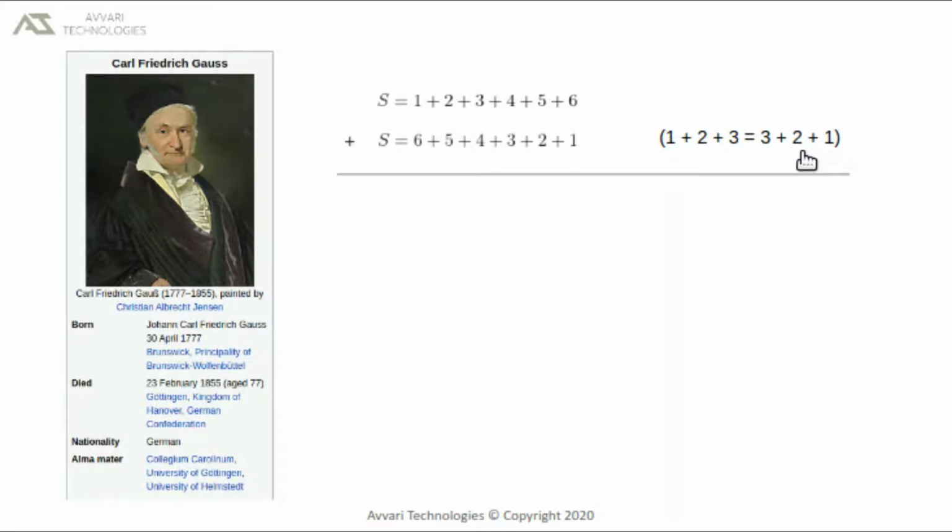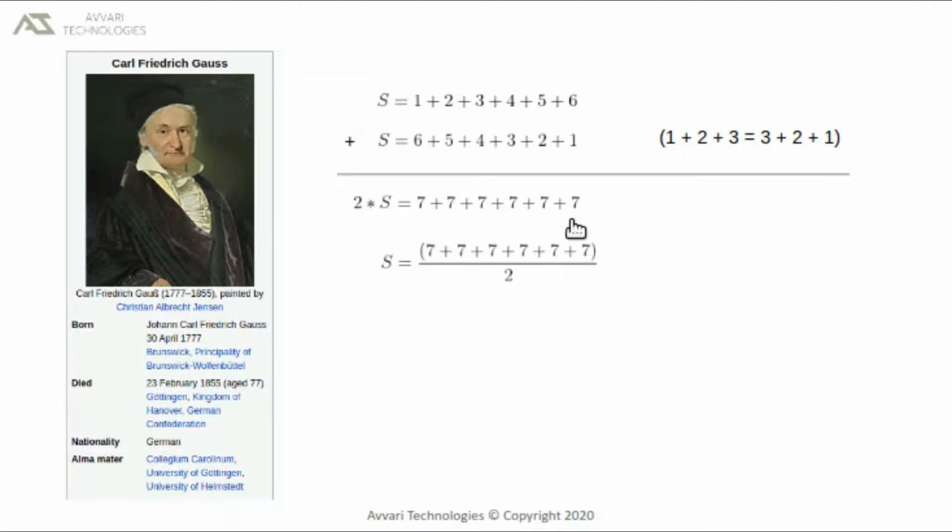Now if we add both the expressions, S plus S is equal to 2 times S. 1 plus 6 is 7, 2 plus 5 is 7, 3 plus 4 is 7, 4 plus 3 is 7, 5 plus 2 is 7, 6 plus 1 is 7.